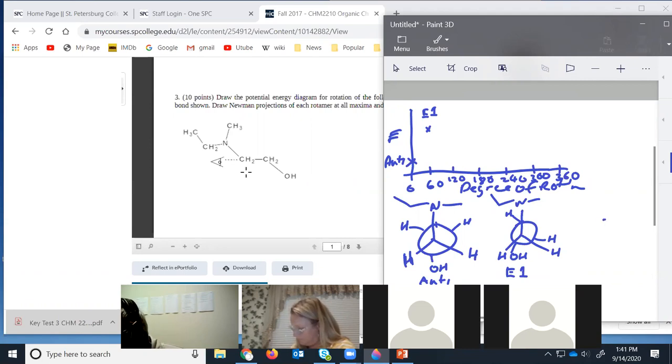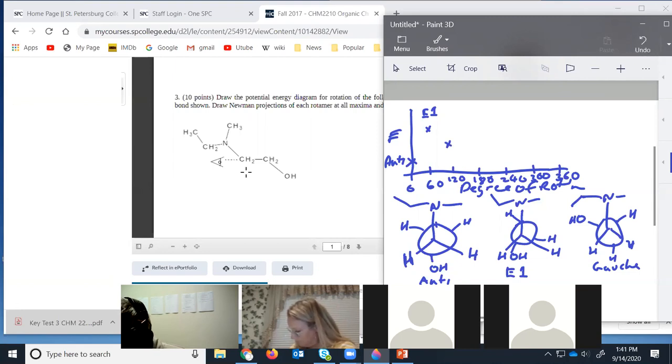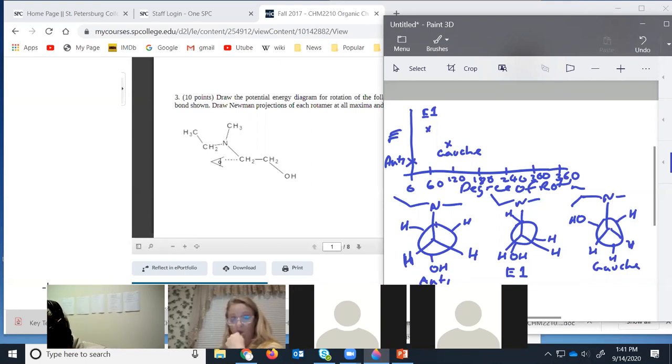So I rotate it again around another 60, again leaving the front the same. And that puts the OH in this position now. This is gauche. And that energy is lower than the eclipsed, but higher than the anti. And we've got one more here, around another 60 degrees.